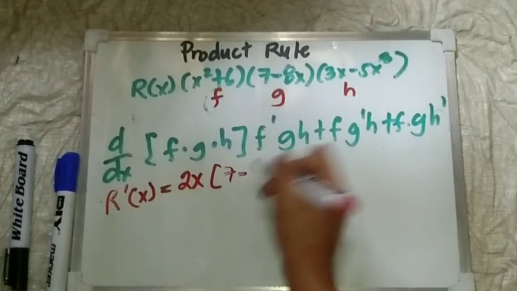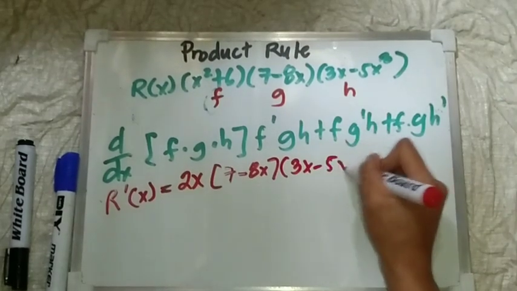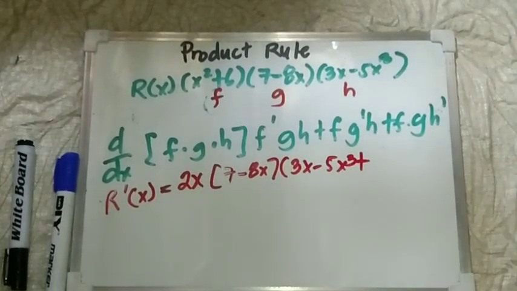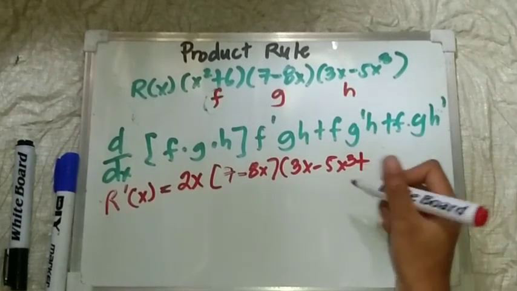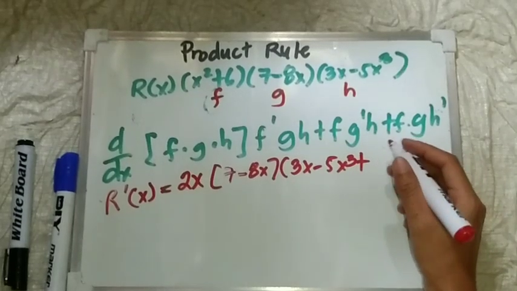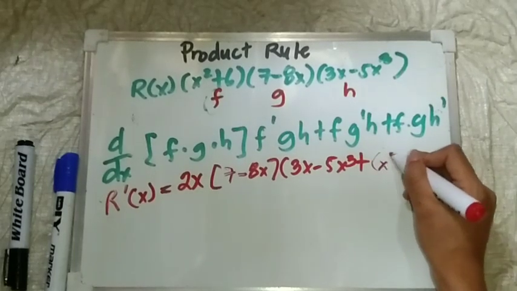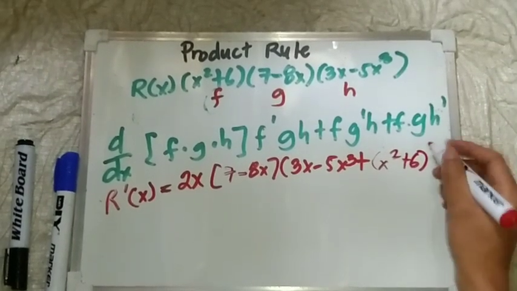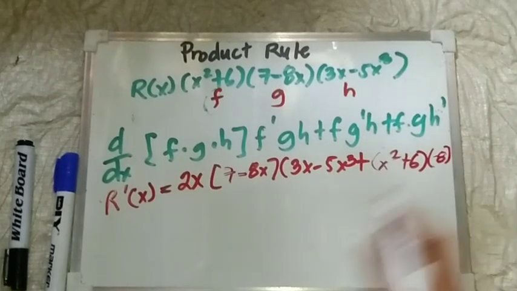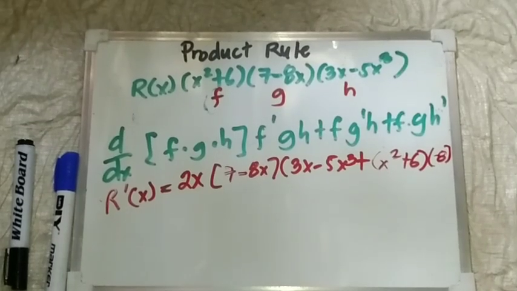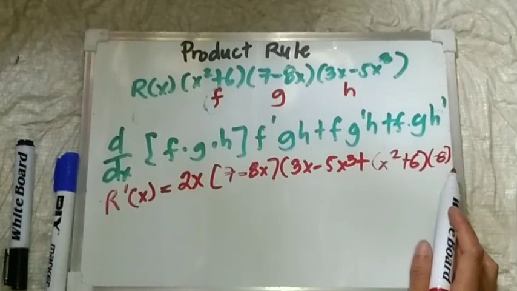So we have here 7 minus 8x, and then h, 3x minus 5x cubed, plus, then rewrite the f times g prime. So we have here first our f. So our f is what? x squared plus 6, and then the g prime is negative 8. And the derivative, which comes from the derivative of 7 minus 8x, is negative 8.